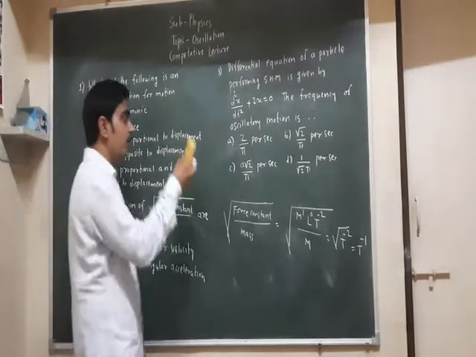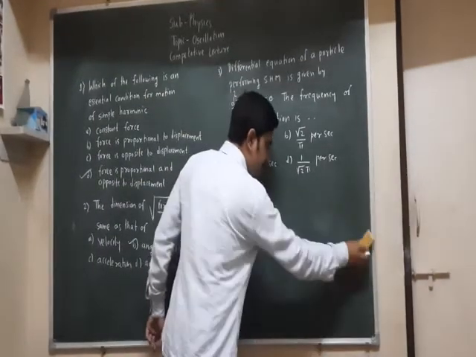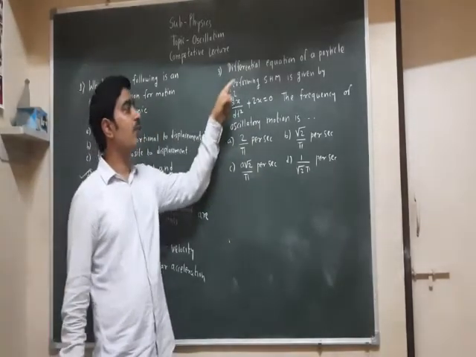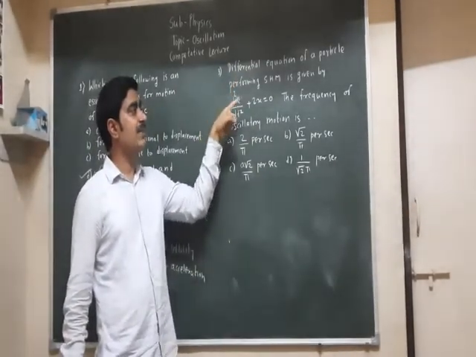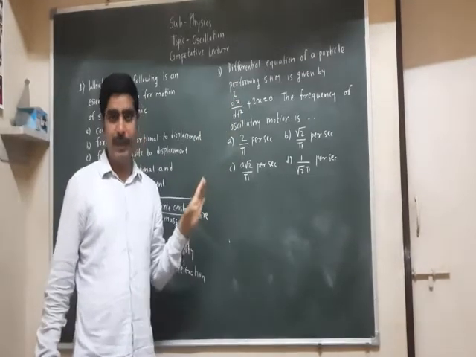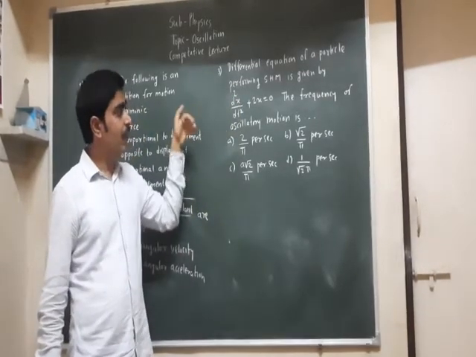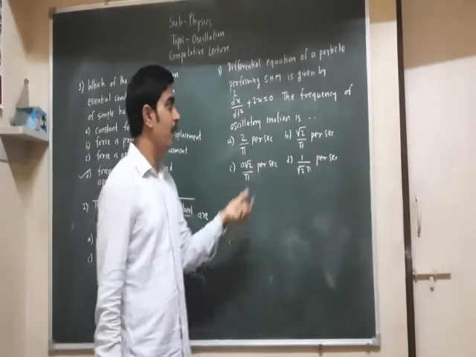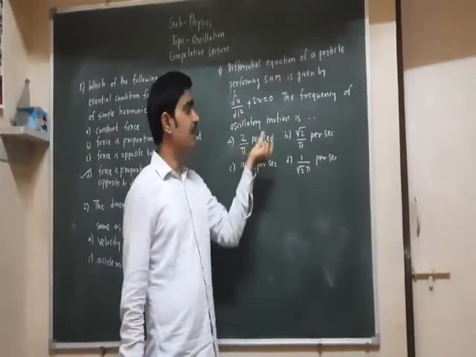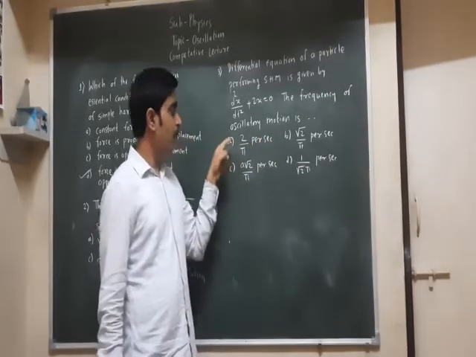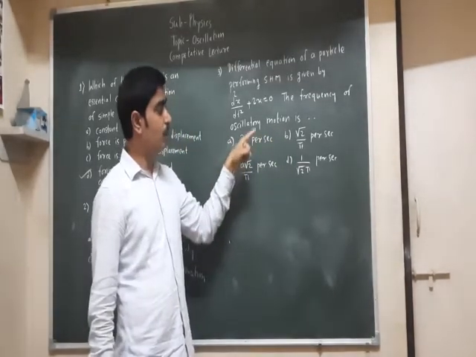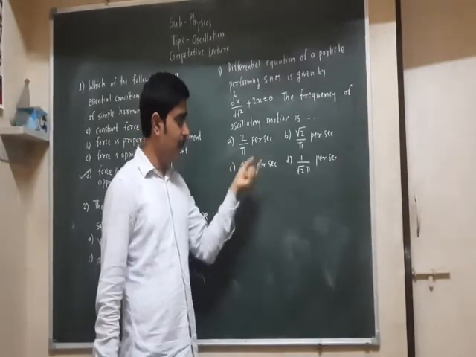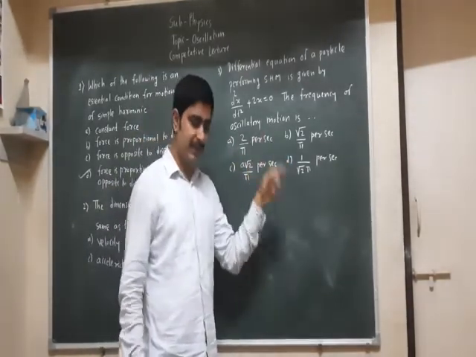Okay, now we will move to the third question. The third question says that the differential equation of a particle performing SHM is given by d2x upon dt square plus 2x is equal to 0. The frequency of oscillatory motion is: option A, 2 upon 5 per second, option B, root 2 upon 5 per second, option C, a upon root 2 pi per second, option D, 1 upon root 2 pi per second.